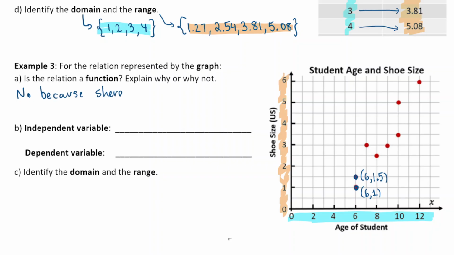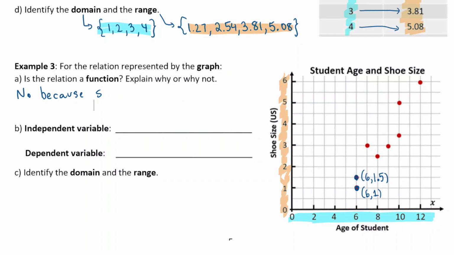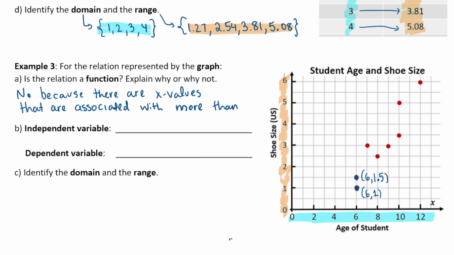because there are x values that are associated with more than one y value. I encourage you to have a look at this graph and see if you can see another age that means that this is not a function. So is there another age there that has multiple different shoe sizes associated with it? I'll give you a second to think.